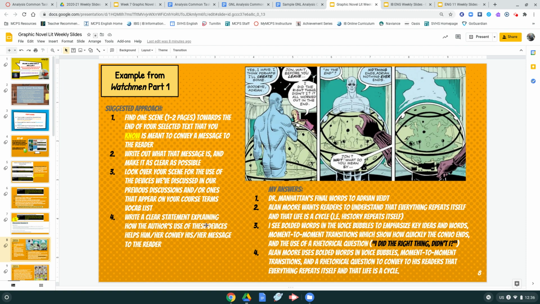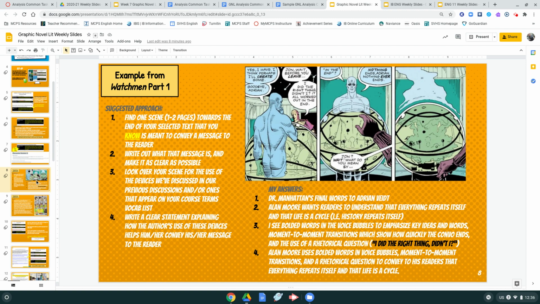Okay, and then number 4, what is the clear statement kind of explaining all that? So Alan Moore uses bolded words in voice bubbles, moment-to-moment transitions, and a rhetorical question to convey to his readers that everything repeats itself and that life is a cycle. It's very similar to our discussion from before, right? You identify the devices, etc., and then in the end, you have a summary statement of how they all kind of work together. Okay, so that's the first scene that I got from the end of the book.